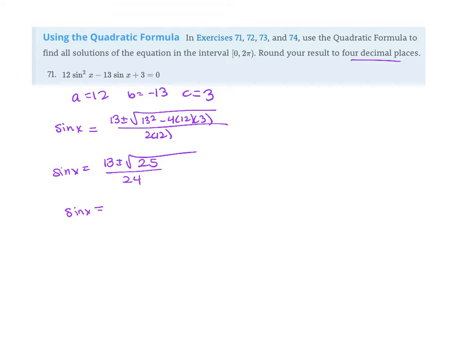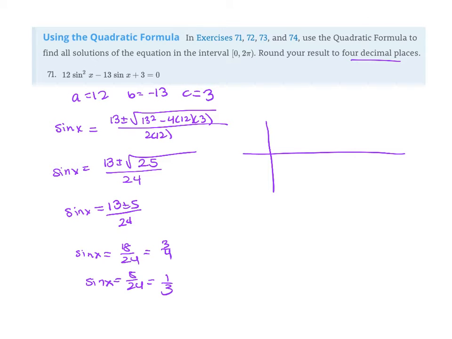So this is sine of x equals 13 plus or minus 5 over 24. So that is sine of x equals 18 over 24, and sine of x equals 8 over 24. So we see that sine of x equals 3/4, and sine of x equals 1/3. That is within our range of sine. So let's go ahead and graph our sine here.